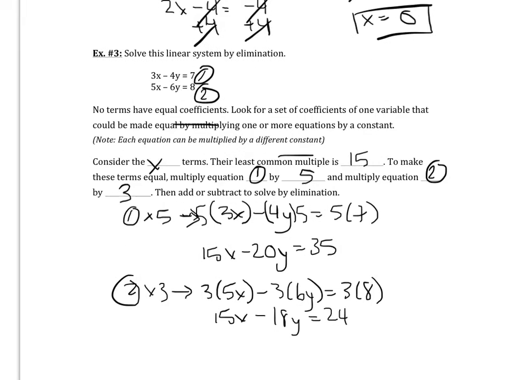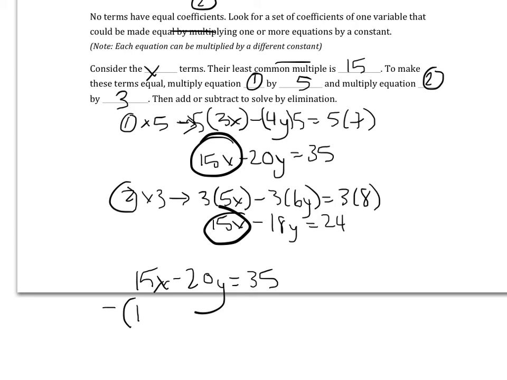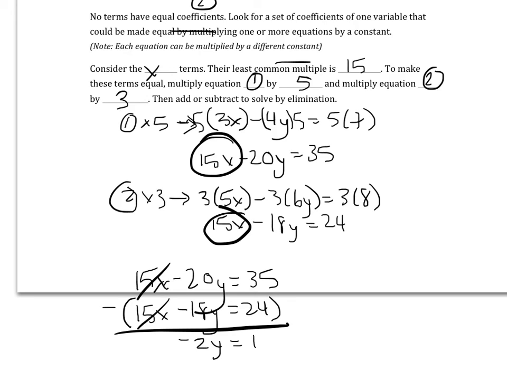Okay. So now that our coefficients of x are the same, I'm going to subtract because they're exactly the same sign. So I'm going to take 15x minus 20y equals 35, and I'm going to subtract from that 15x minus 18y equals 24. Okay, these cancel. It gives me negative 2y equals 11.